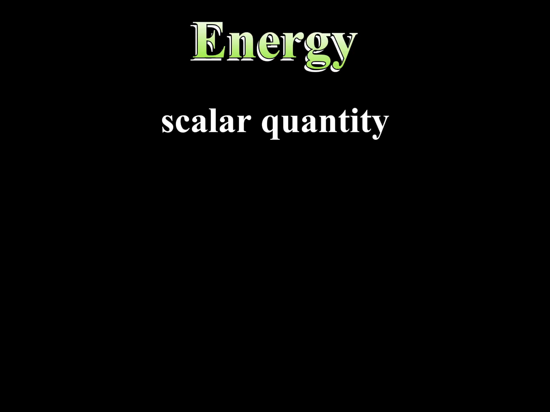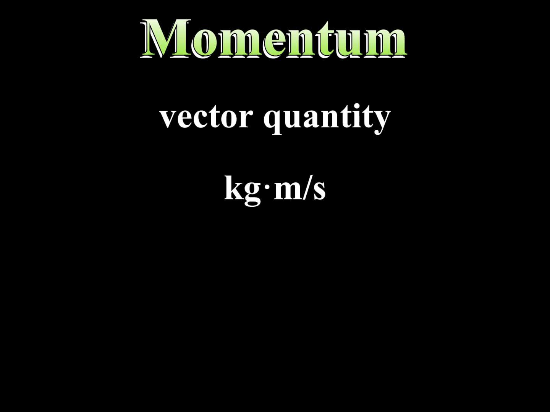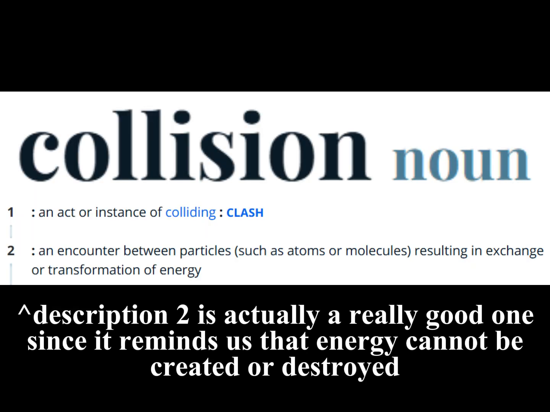Very briefly, since most of the discussion that's going to happen today is based off of momentum and energy: energy is a scalar quantity that is used to measure the amount of work that an object is capable of doing, and it's measured in joules. Momentum is a vector quantity that is calculated in kilogram meters per second, and it is a measure of how much motion an object has. For good measure, here is the non-physics definition of what a collision is as provided by Merriam-Webster.